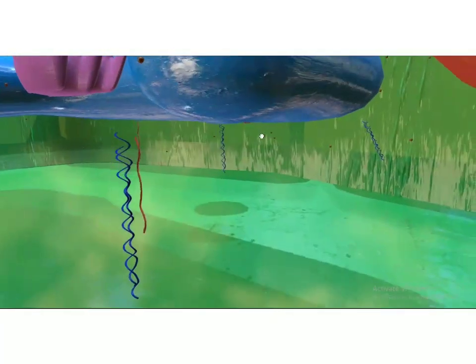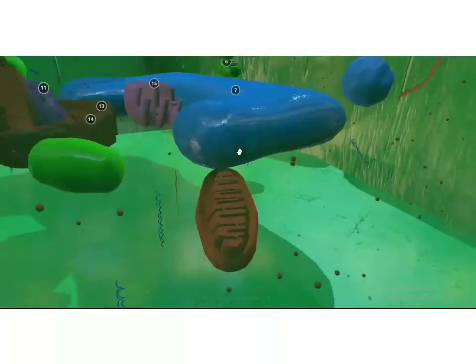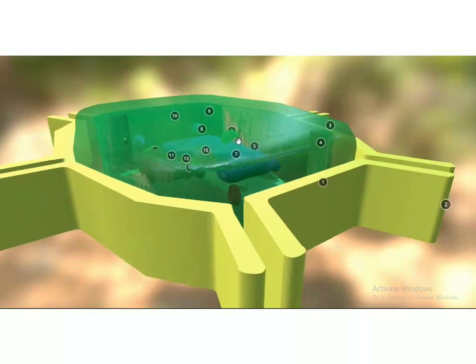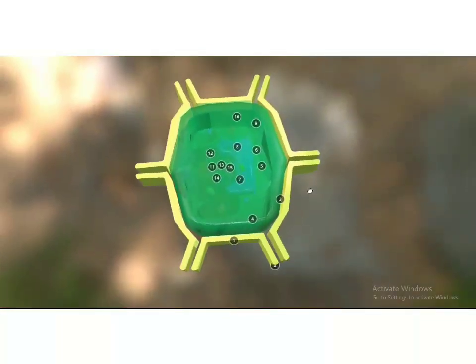See, these are the organelles, like mitochondria and all the other organelles. I will explain. So what are the functions of cytoplasm? It holds all cellular organelles, and so many physiological activities and metabolic reactions take place here in the cytoplasm.